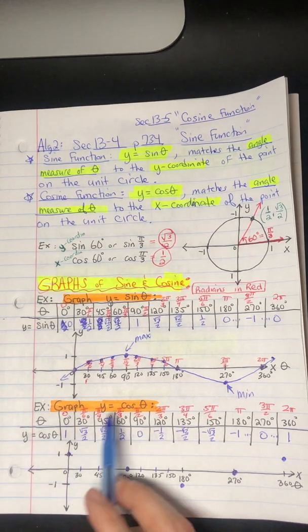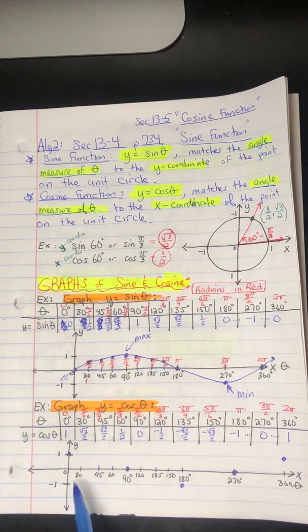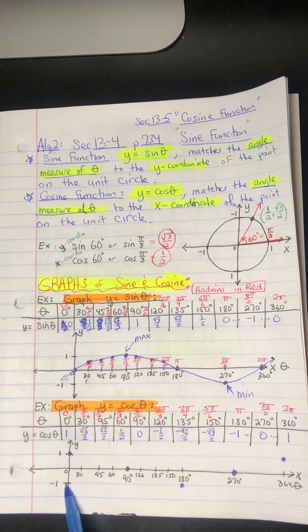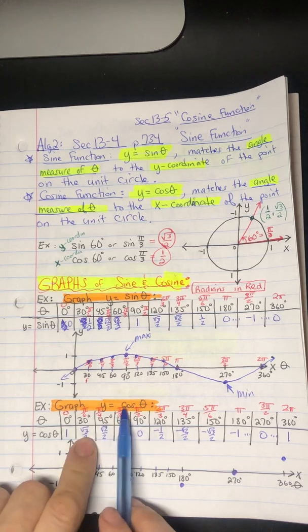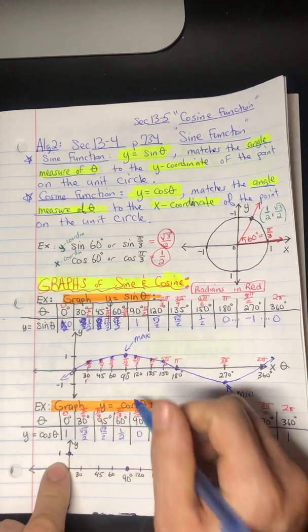If cosine is positive, it's going to start at the top and go down. If it was negative, it would start at the bottom here and go up. So y equals positive cosine of theta is the parent function of cosine.